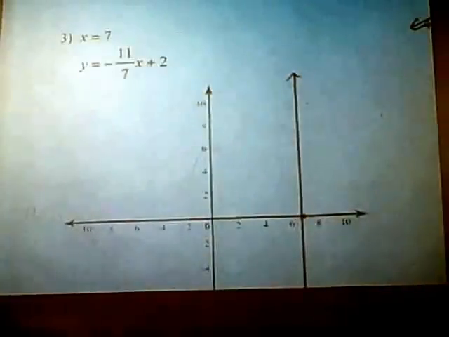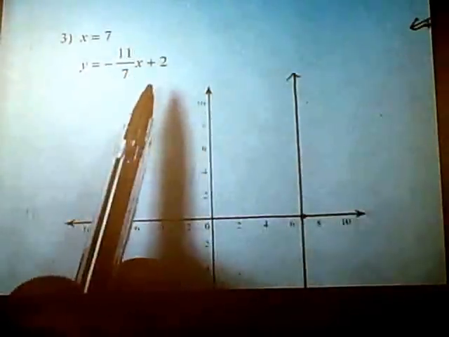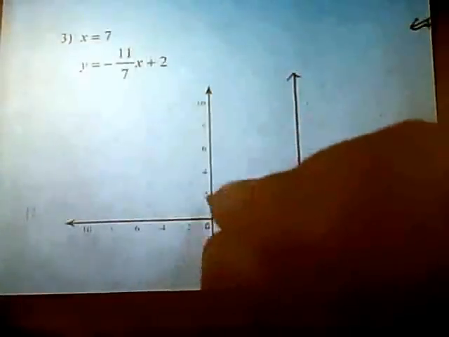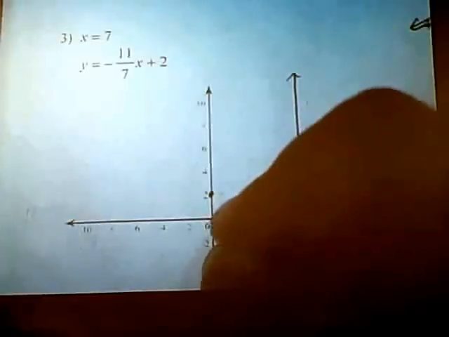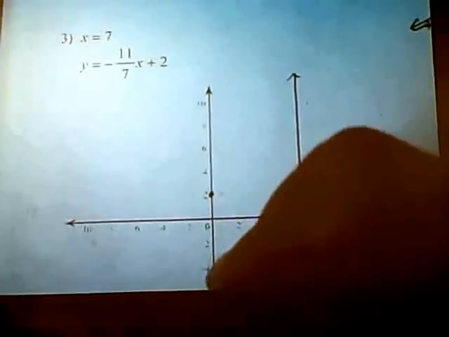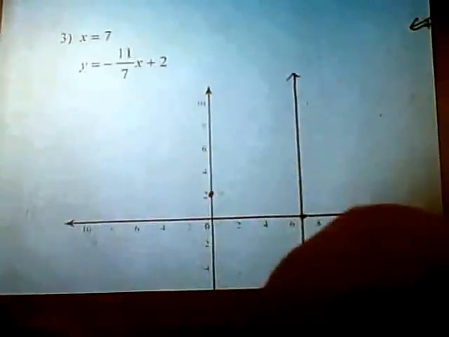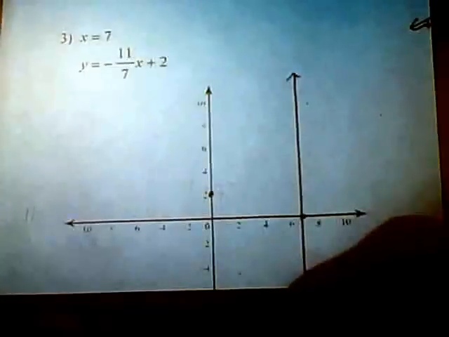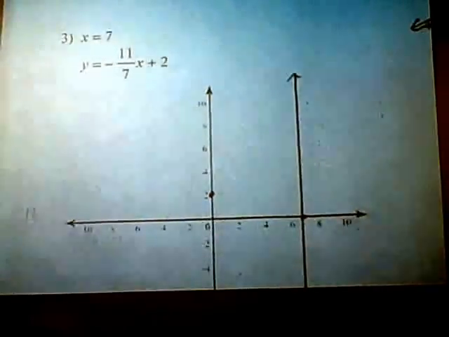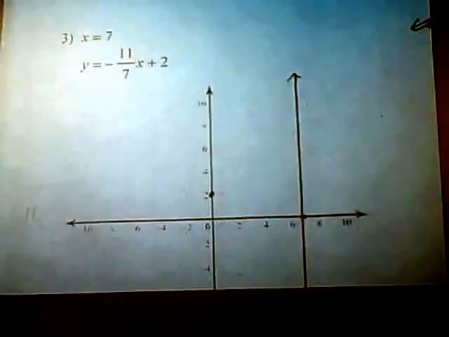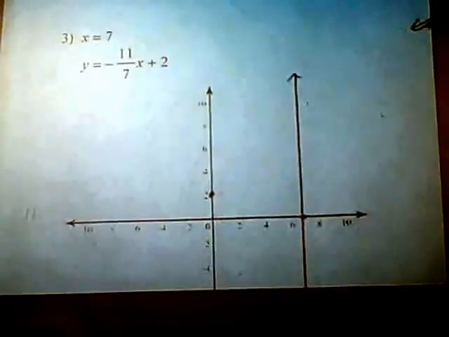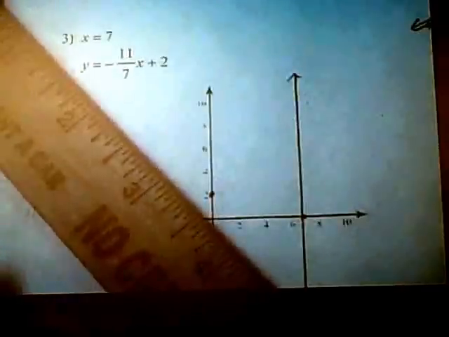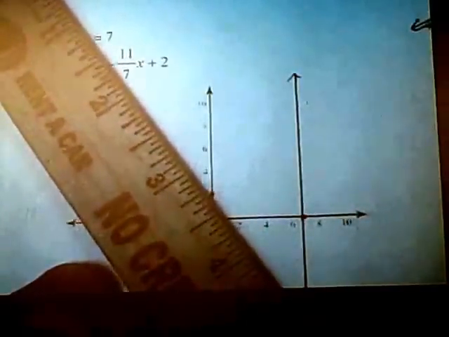So let's go ahead and grab the other one. The next one is -11/7 x plus 2. So I'm going to go to 2 on my y-axis, plot a point. Then I'm going to go down 11. 1, 2, 3, 4, 5, 6, 7, 8, 9, 10, 11. It's right in here, and then I'm going to go over to the right, because I went down, that's my negative movement. Now I'm going to go over to the right, positive 7 spots. 1, 2, 3, 4, 5, 6, 7, right there. And it is right on that other line. So I'm going to draw my line.